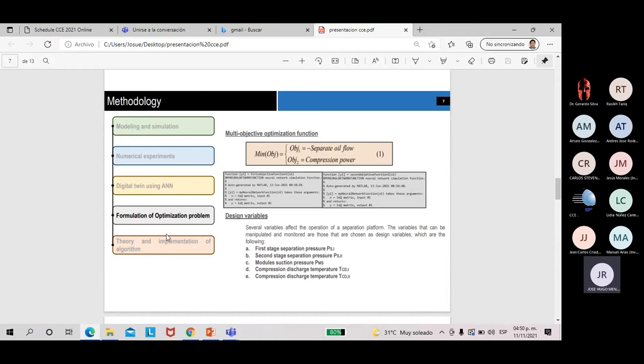Formulation of the optimization problem. At this stage, the objective functions of the optimization were obtained using artificial intelligence techniques, which we discussed previously. Two functions were proposed: maximizing crude oil production and minimizing compression power. The design variables were selected because in a separation plant, the design point can be modified.